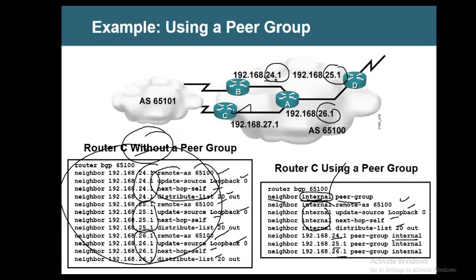So what is a peer group? A peer group is a template in which we put the common outbound policies. After that, we call the peer group so that all the things mentioned inside the template will get processed in one go.